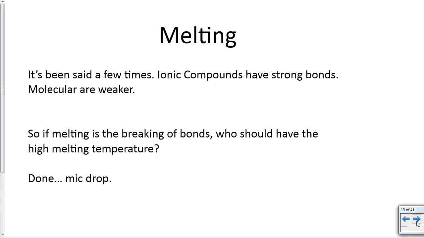Okay, melting. It's been said a few times. Ionic compounds have very strong bonds. Molecular compounds are significantly weaker. So if melting is breaking apart a bond, who should have the highest melting temperature?